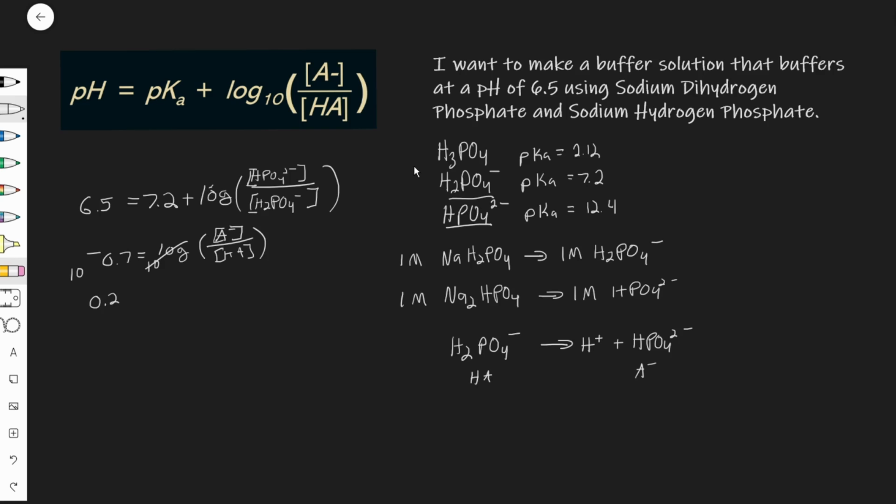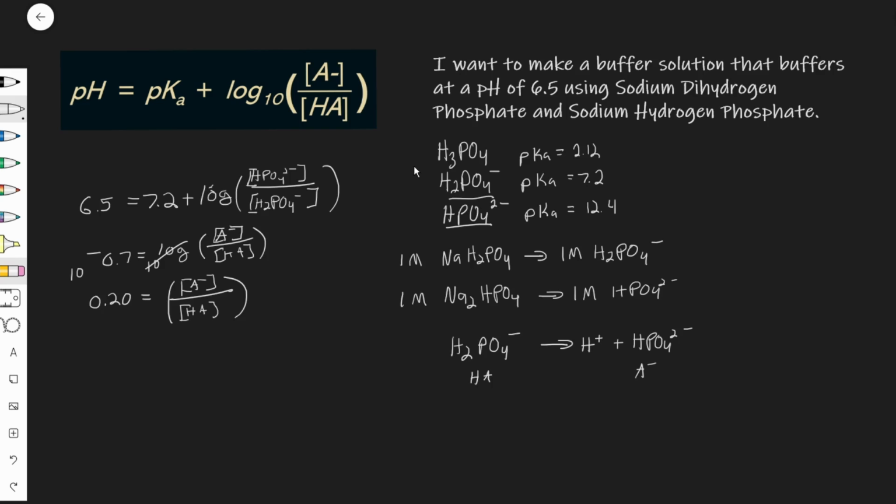So we'll do 0.20 equals the concentration of my A minus over the concentration of my HA. All right. So now we have this.